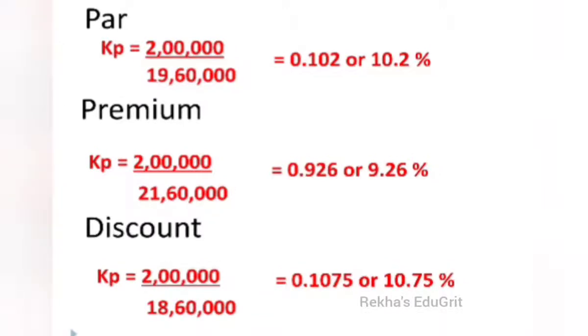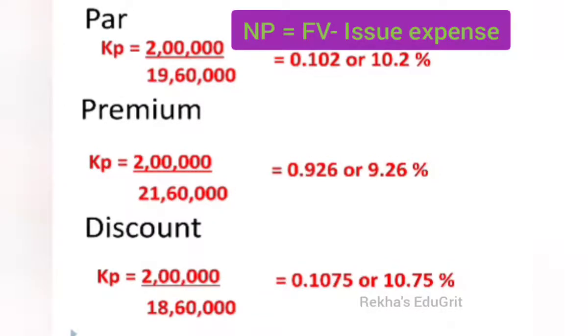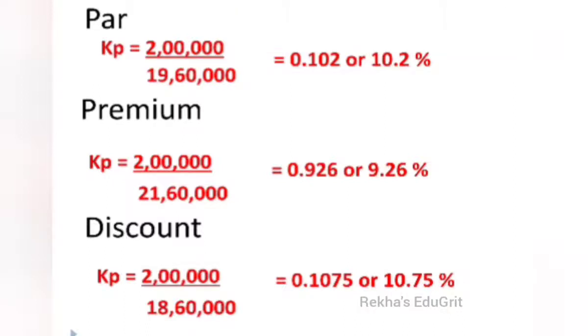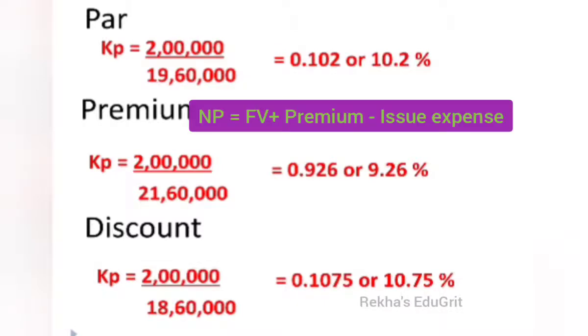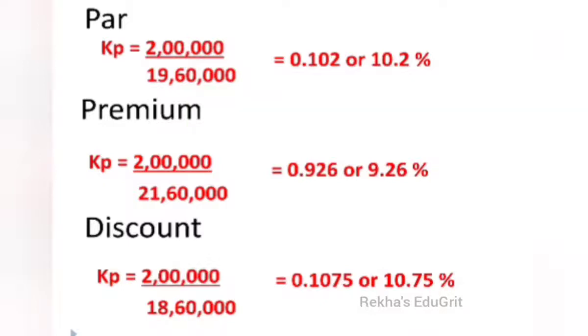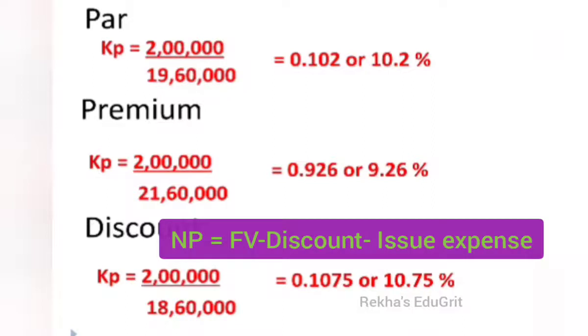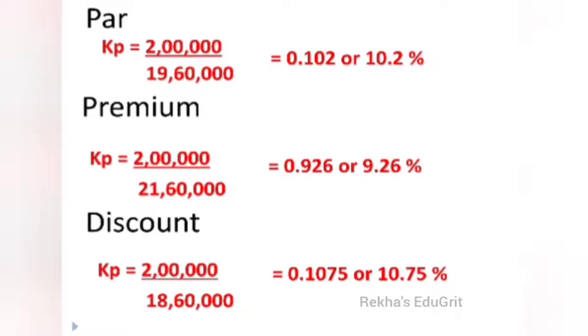When it is issued at par, we calculated net proceeds as face value minus issue expenses. We got 19 lakh 60,000. When it is issued at premium, here the net proceeds is face value add premium minus issue expenses and we got 21 lakh 60,000, isn't it? Here see the difference when it is issued at discount. When it is issued at discount, it is face value minus discount minus issue expenses and we got 18 lakh 60,000.